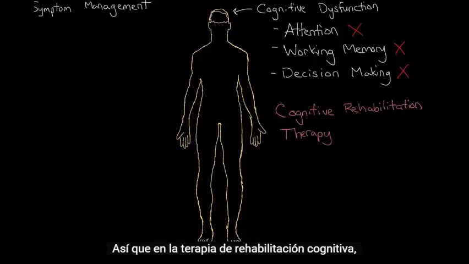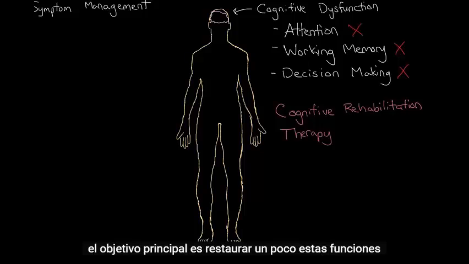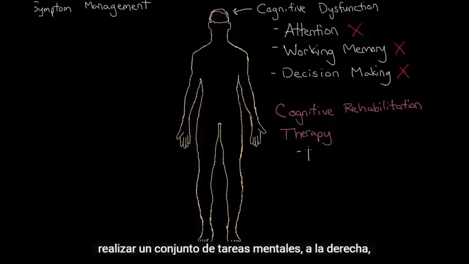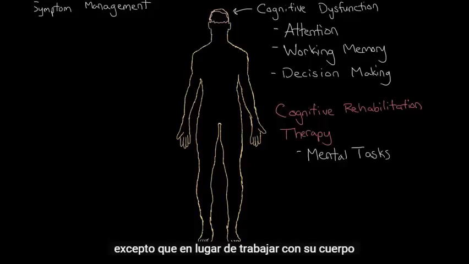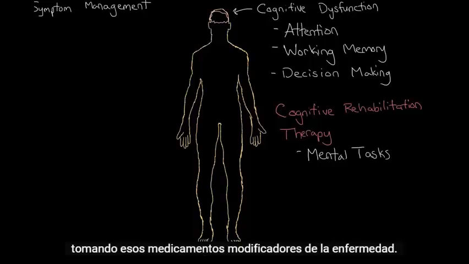So in cognitive rehabilitation therapy, the primary goal is to restore these functions. And the way to do that is to have the person perform a set of mental tasks. Right? So they may play a few games where they try to remember a few things and all sorts of things that will really help them strengthen their cognitive abilities. And in doing so, their cognition will start to improve. Right? So it's kind of like physical therapy, except instead of working with your body, you're working with your mind. So these are some of the alternative ways to manage your symptoms without taking those disease-modifying drugs.